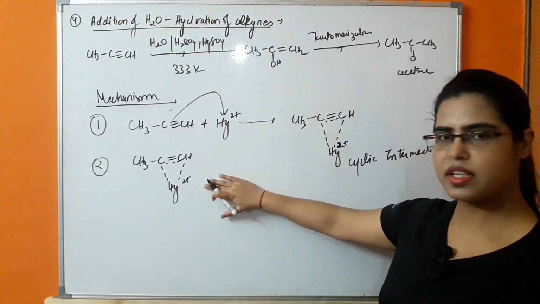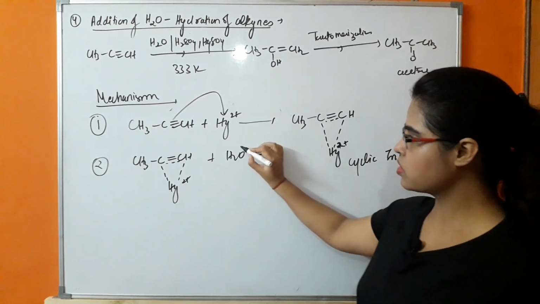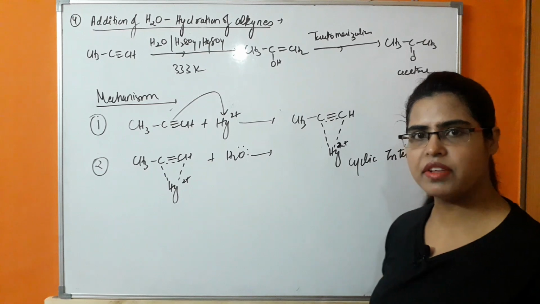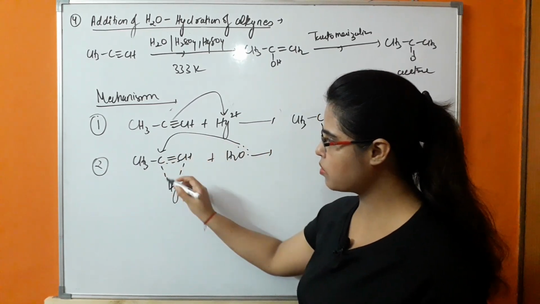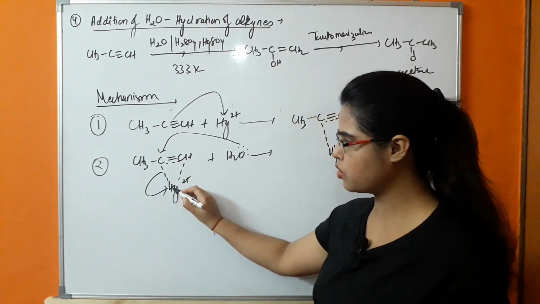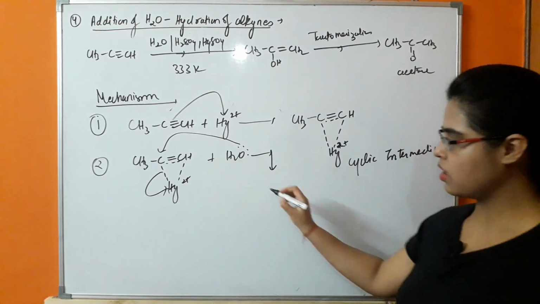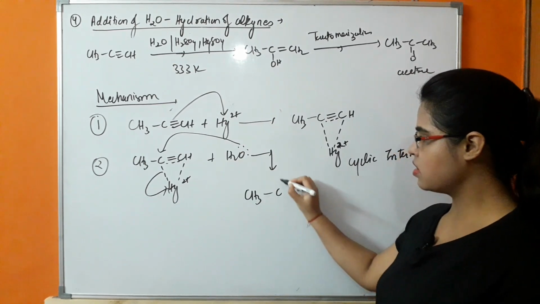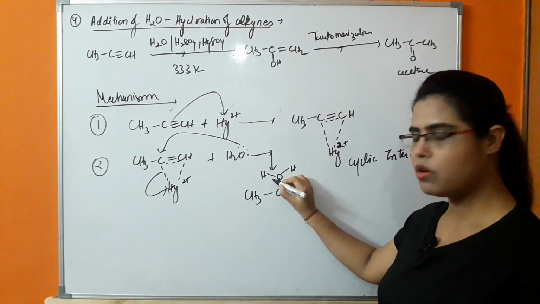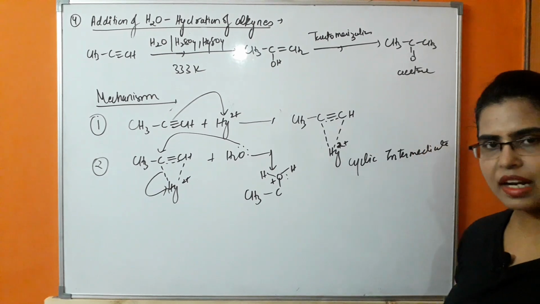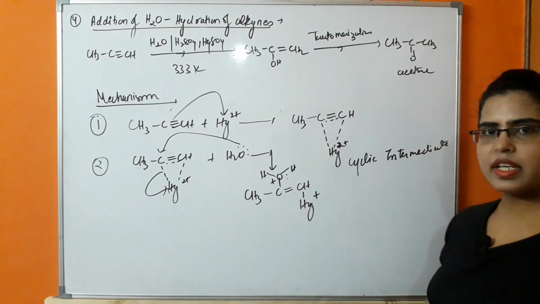So in the second step, this cyclic intermediate is attacked by a water molecule, because the water molecule's oxygen is having a lone pair. So this oxygen will donate its lone pair to this carbon. Because of that, this bond will be shifted towards the mercuric ion. So there will be formation of CH3, COH, H, and oxygen will now have a positive charge. One lone pair will be left on oxygen, and there will be formation of this compound.